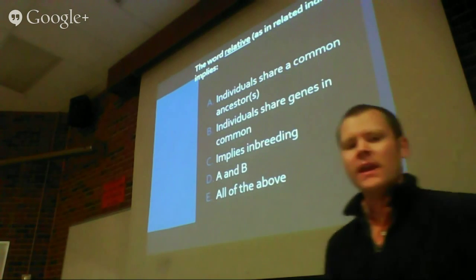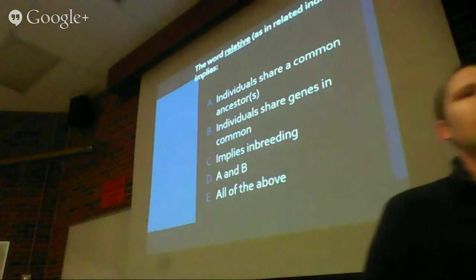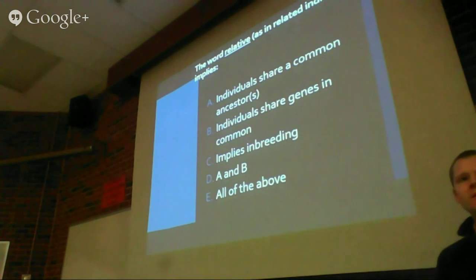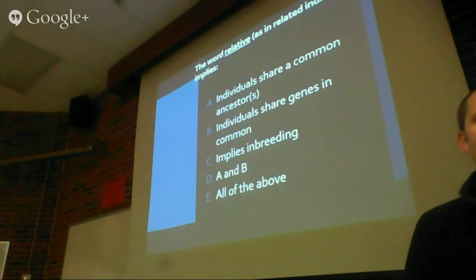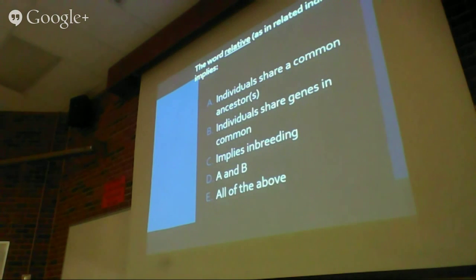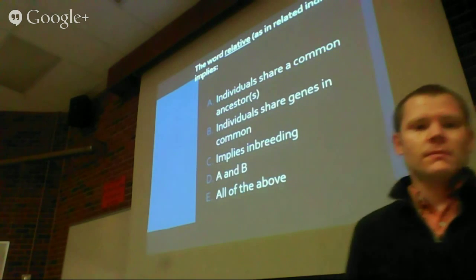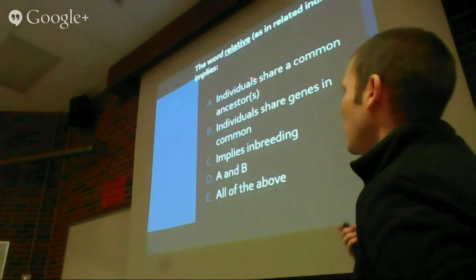So B is kind of vague. Let me clarify that. Genes in common mean they got those genes from the same individual. So everybody of the same species has the same genes, right? But we may or may not have got them from the same individual. So essentially A and B are saying the same thing.